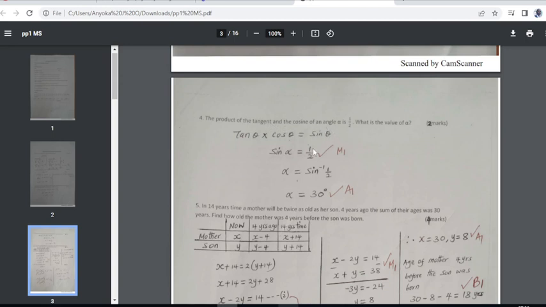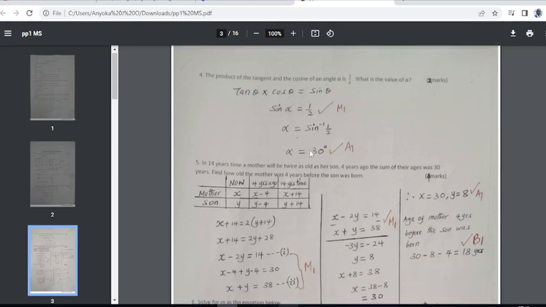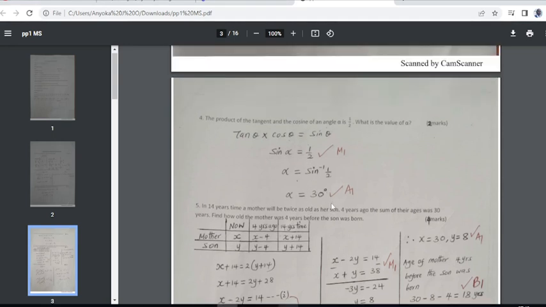But what do you know? Tan theta is the same as sin theta over cos theta. That is the identity. So sine will cancel with the sine, cosine will cancel with the cosine, so we remain with the sine alpha. Sine alpha is equal to a half, so sine inverse of a half is 30 degrees.